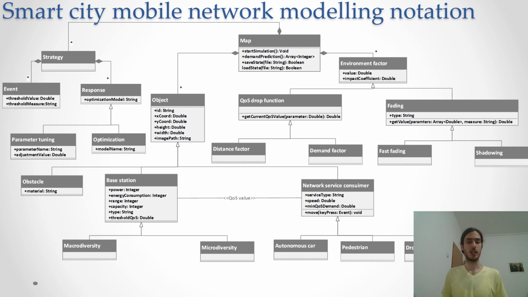Like the distance factor, which defines how quality of service changes as consumers move away from a base station. As the distance increases, the quality of service will drop. Moreover, we have the demand factor that defines how quality of service drops as the number of active users for a base station at a location increases. On the other side, we also have fading that is taken into account. Two types of fading are modeled: fast fading and shadowing.